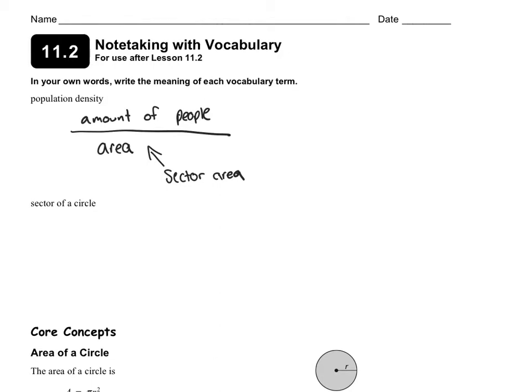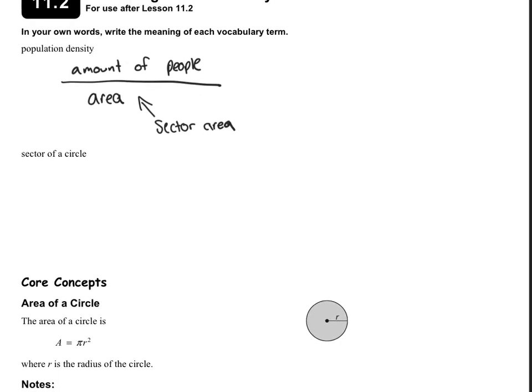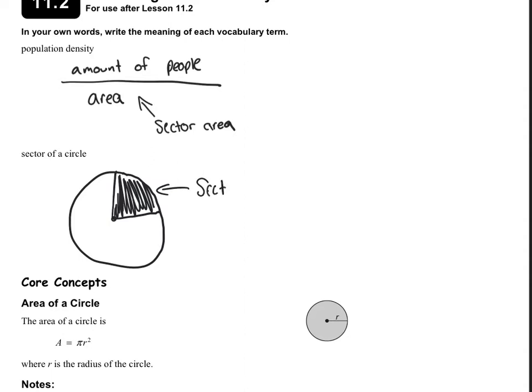So, what exactly would a sector of a circle be? What is a sector of a circle? The sector of a circle is if we draw a circle, and you have our center point, and you draw our radii, this shaded region will be considered the sector of a circle. The sector. And to find the area of the sector, you would use the sector area formula.